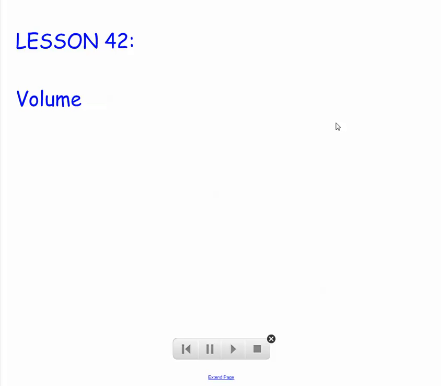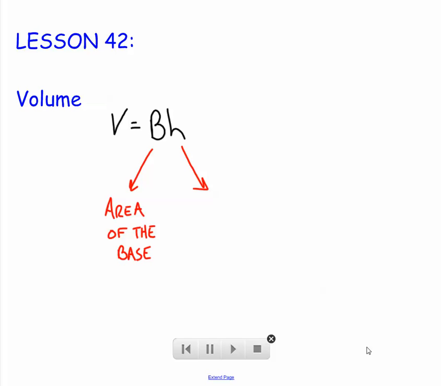We're going to throw some more geometry at you today, and we're going to deal with volume. Volume is a three-dimensional measurement. The formula for volume is capital B times H. So what does capital B stand for? Capital B stands for the area of the base of the three-dimensional figure, the bottom.